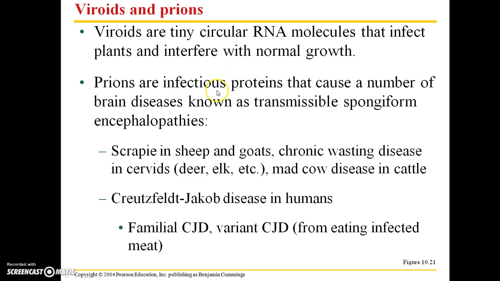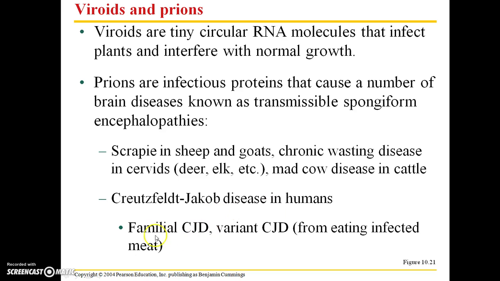They are actually infectious. Some of those transmissible spongiform encephalopathies, which can be abbreviated TSEs, are scrapie in sheep and goats, chronic wasting disease in cervids, which is a family that includes deer, elk, moose, and other antlered animals, and then mad cow disease in cattle. And then we have variant Creutzfeldt-Jakob disease in humans.